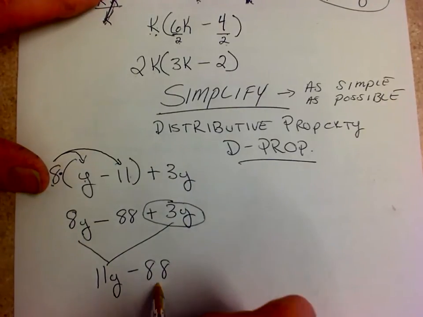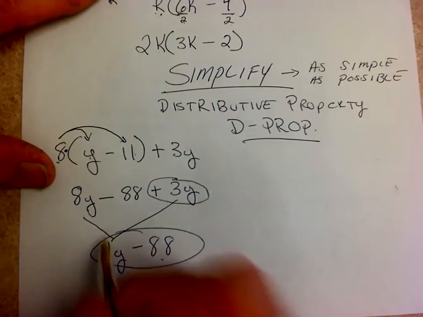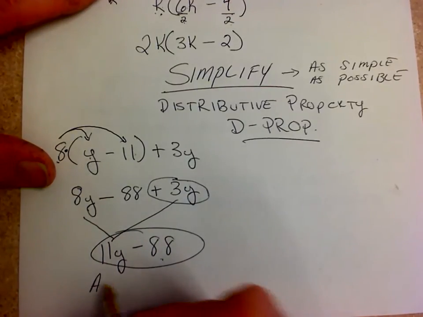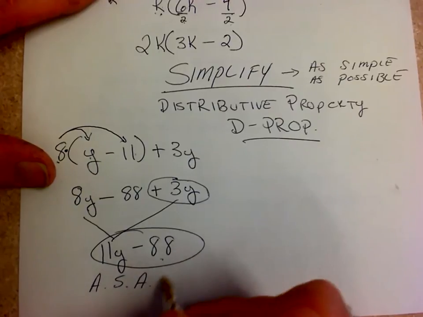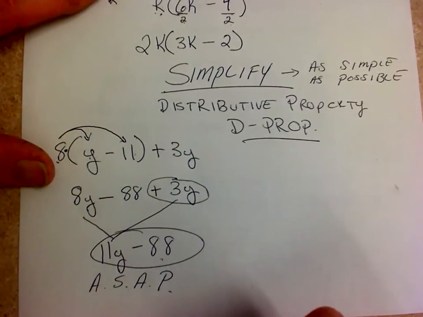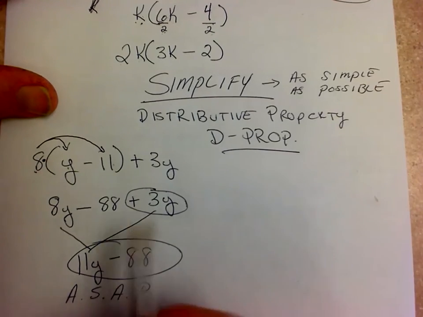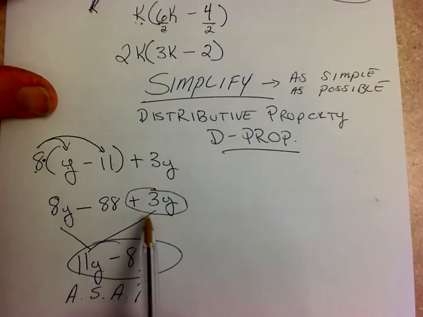This is just a simple whole number term. Okay, these are not like terms, so we want to stop here. All right, and our acronym, as simple as possible. We would consider that expression to be simplified. Okay, so that's the distributive property, and again, once we distribute, then we want to look for any like terms down through the problem.